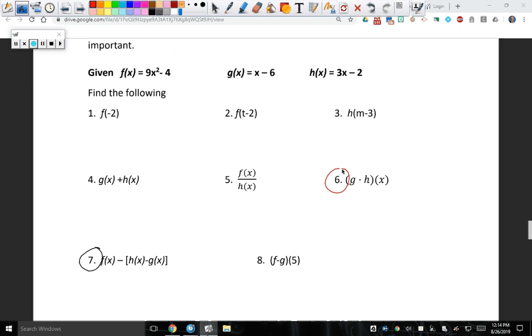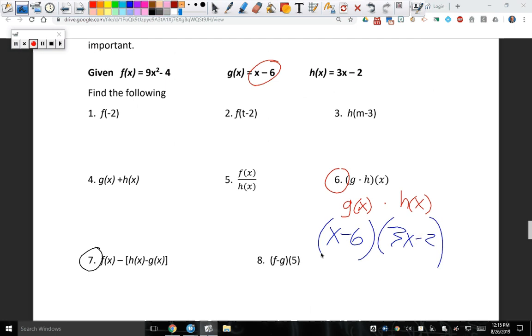Jared, read 6 for me, please. G times h of x. Okay, there you go. That's exactly right, okay? So anyone, what does that mean? Nice, Emily. You're going to multiply those together. That's all that means. So g of x is this guy, and h of x is this.